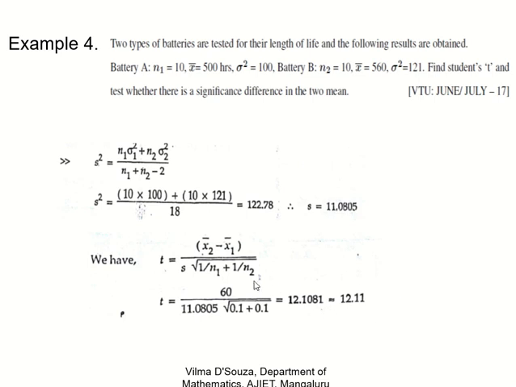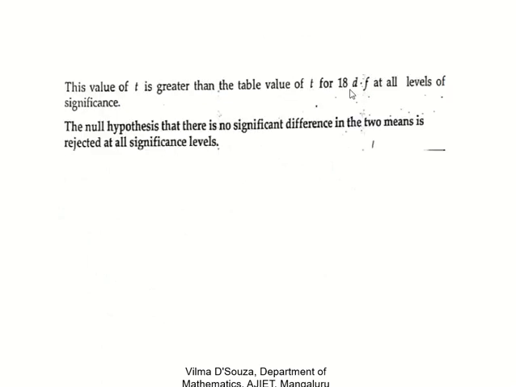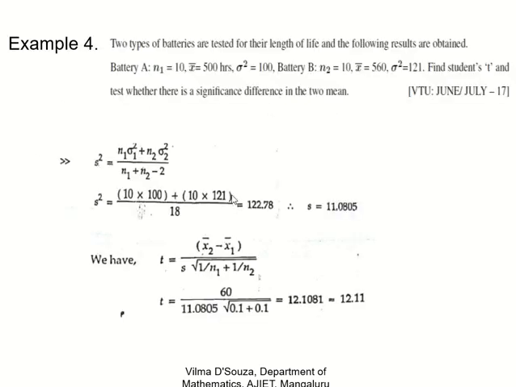Maybe in the next video I will give you the t distribution table and explain how to find t of 0.05. This value of t is greater than the table value of t at all levels of significance. The level of significance is not mentioned in the question, so you can check for both. Therefore, the hypothesis that there is no significant difference in the two means is rejected at all significance levels.